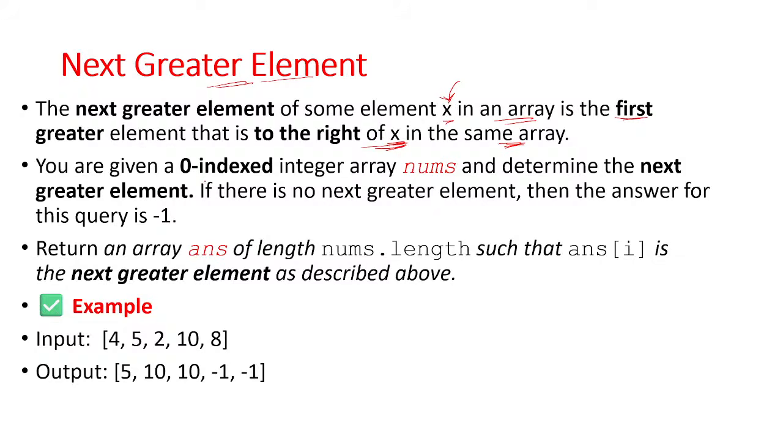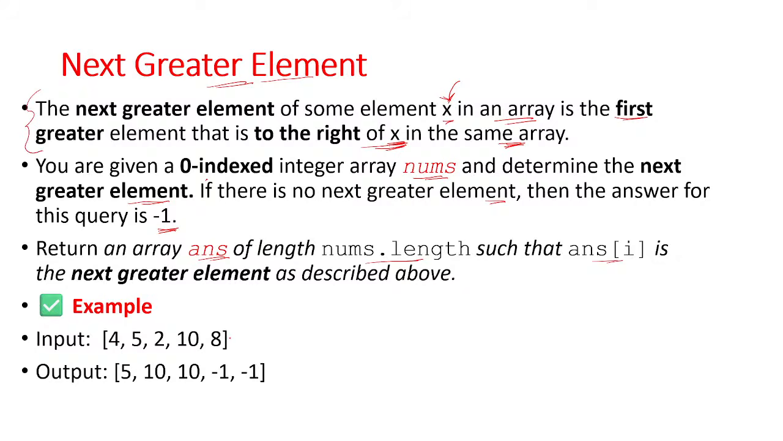Then you are given a zero indexed integer array called nums. You need to determine the next greater element for each element. If there is no next greater element for some element, then the answer for this query is -1. You should store -1 for that element. Return an array answer of length nums.length such that answer[i] is the next greater element as described above. This is the definition of the next greater element.